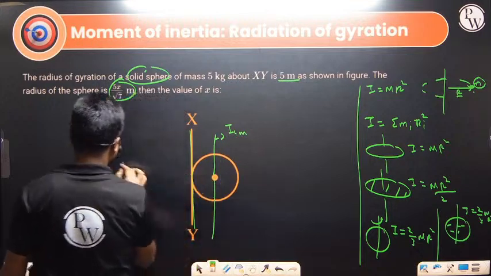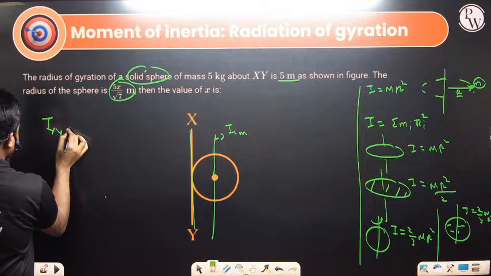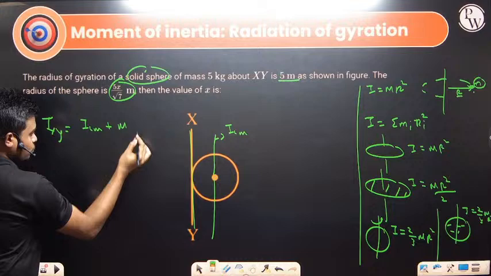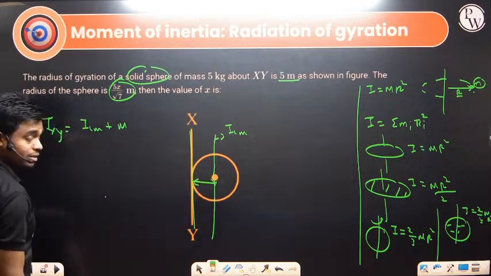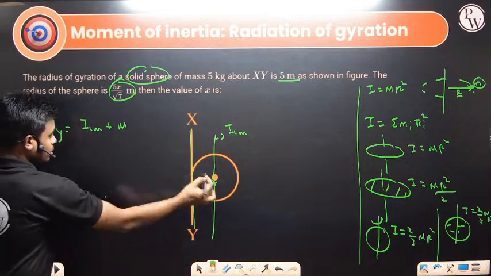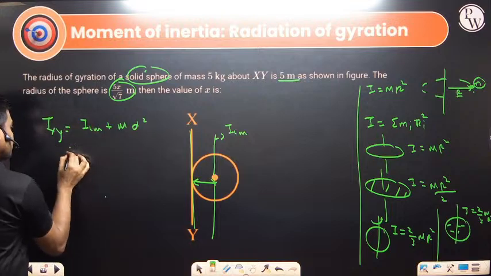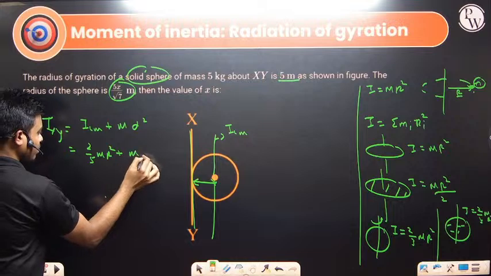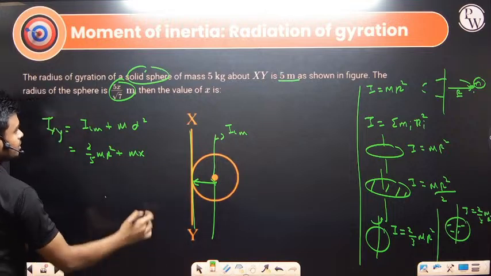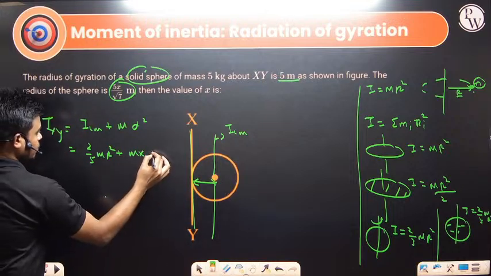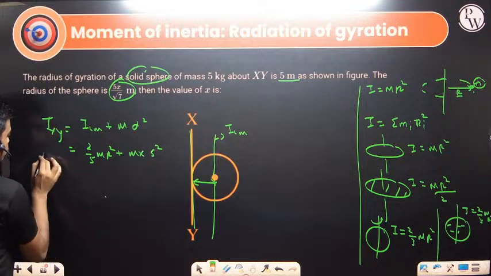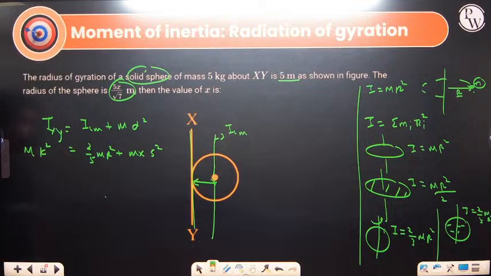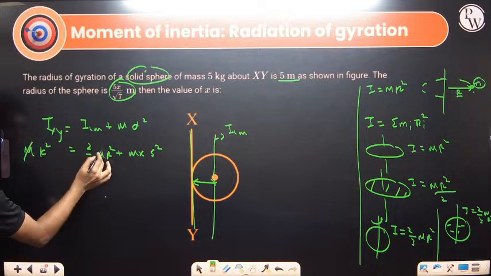About this particular axis we will be writing this I_XY. I_XY will be given by I_CM plus MD square. This is the parallel axis theorem we have. So this M into D square. Just putting this value, this will be 2 by 5 MR square plus M into D square. What is D? Distance, that is 5 square. So this is I_XY, and we equate this with MK square because this is the moment of inertia. Putting the values here, M cancels everywhere.